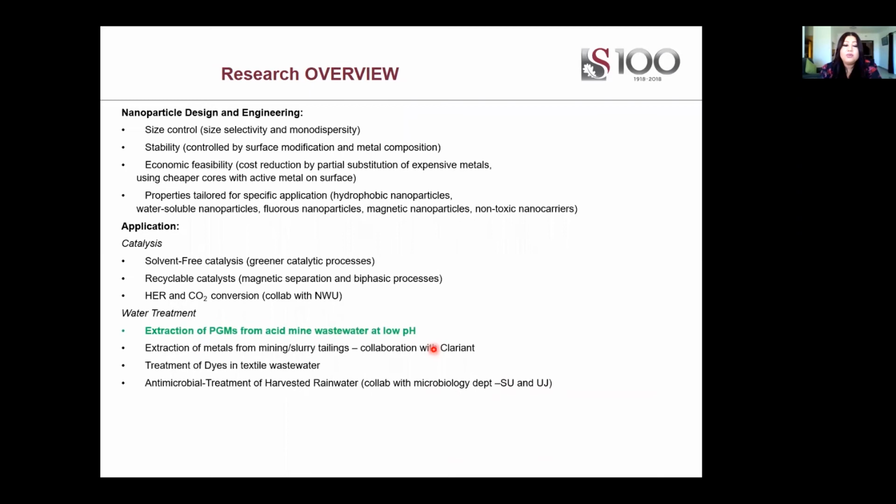And then we also do water treatment. I'll be talking a little bit about this today, the extraction of PGMs from acid mine wastewater. We also look at treatment of dyes in textile wastewater. And most recently, we tried to make antimicrobial nanomaterials for harvested rainwater treatment so that perhaps in our poorer communities, we can add something to the water, the rainwater, which can make it potable.